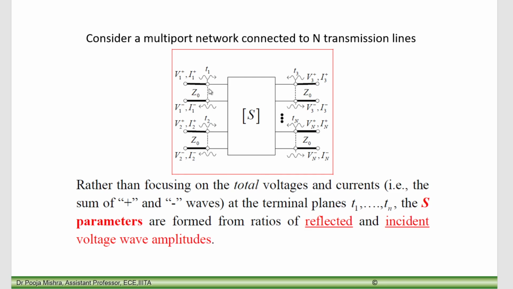This is first two port network, second two port network, third two port network, and nth two port network. 1, 2, 3, 4 and nth.